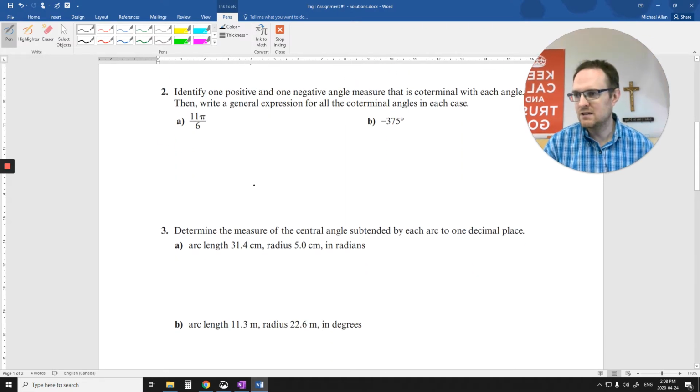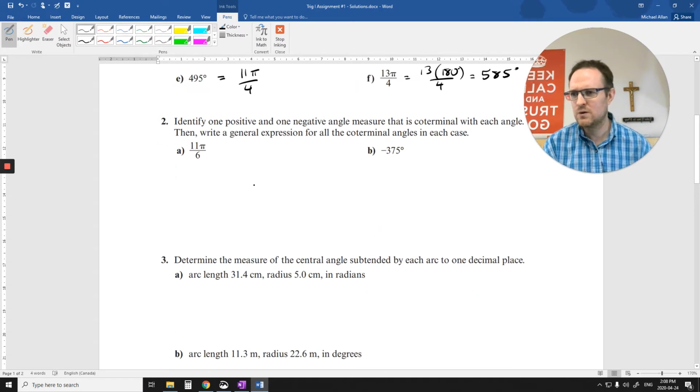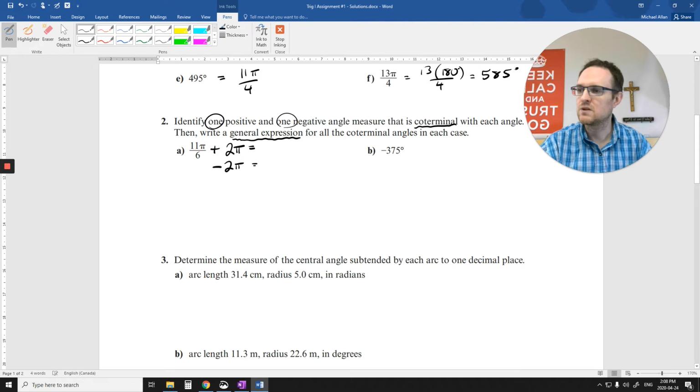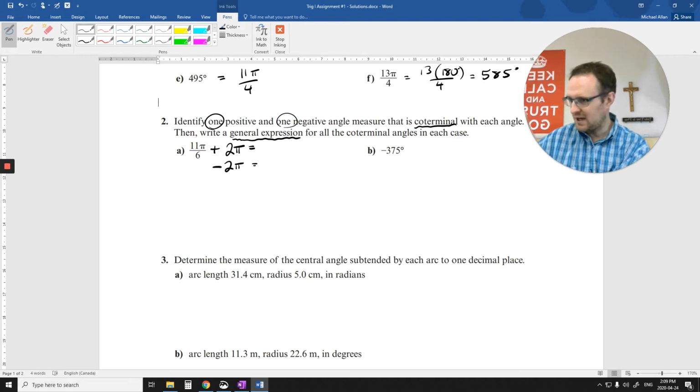Let's go down here. Let's identify one positive and one negative coterminal angle for each. Then we're going to write a general expression. So I want one of each, coterminal. To find coterminal means you're either going to plus 360 or 2 pi, because those are the same thing, or minus those two. We're going to try to keep these in exact values. So remember, when we're dealing with this, both have a pi in them. You just factor the pi out and add the coefficients together.